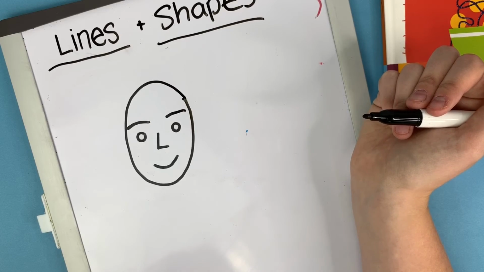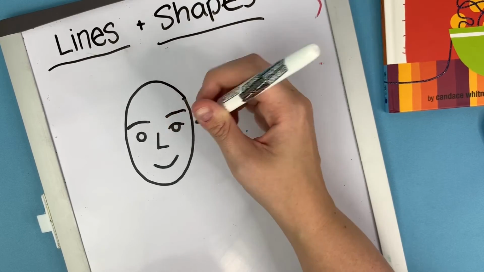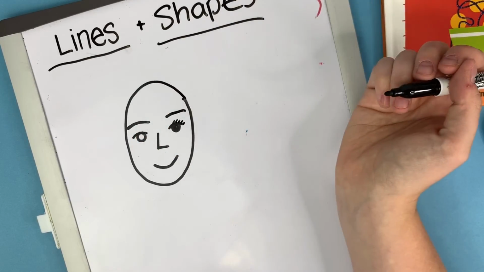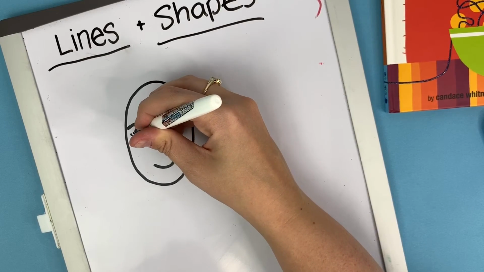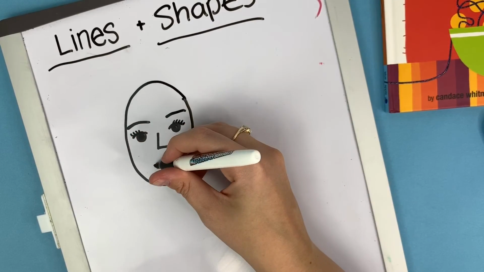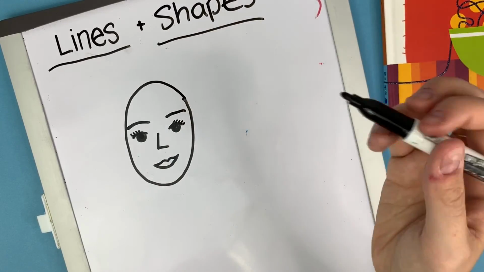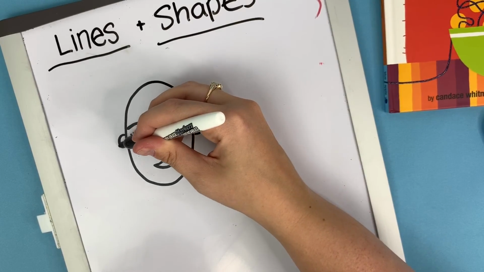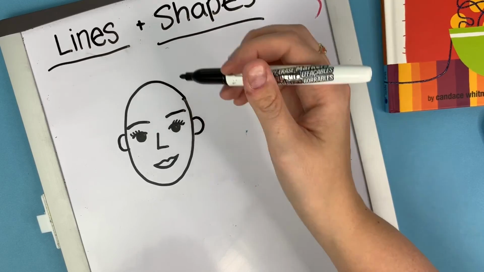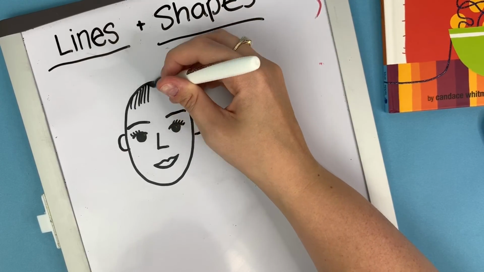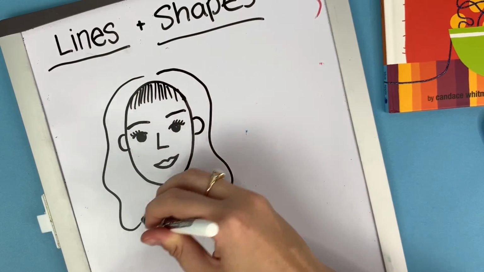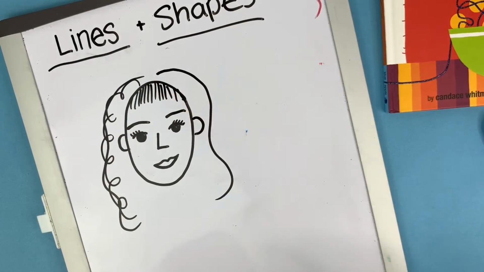But using more lines, we can create more detail. So I'm going to create some curved lines on top and some short lines for the eyelashes. Same on this side, a curved line at the top of the eye, I'm going to color that in, and short lines for the eyelashes. Wavy lines for the lips, and we can use a curved line or a half circle for the ears. Now, depending on what kind of hair you have, you can create short straight lines, you can create wavy lines, you can create curly lines. Everything is made up of lines and shapes.